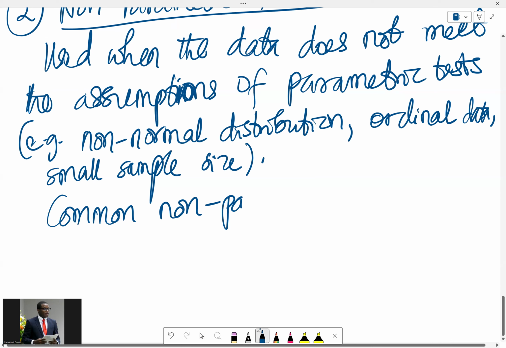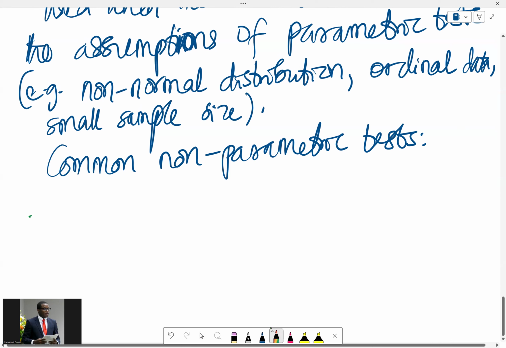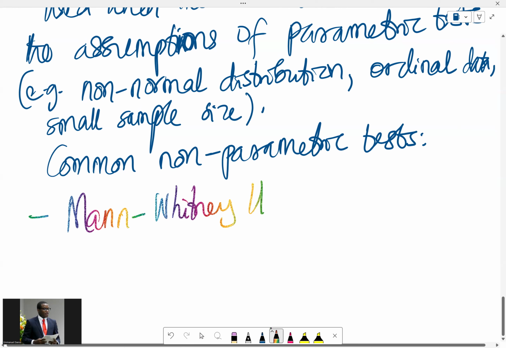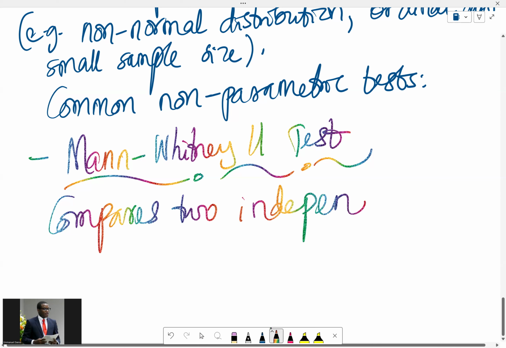So let's talk about some common non-parametric tests. The first one would be the Mann-Whitney U-test. This actually compares two independent samples.